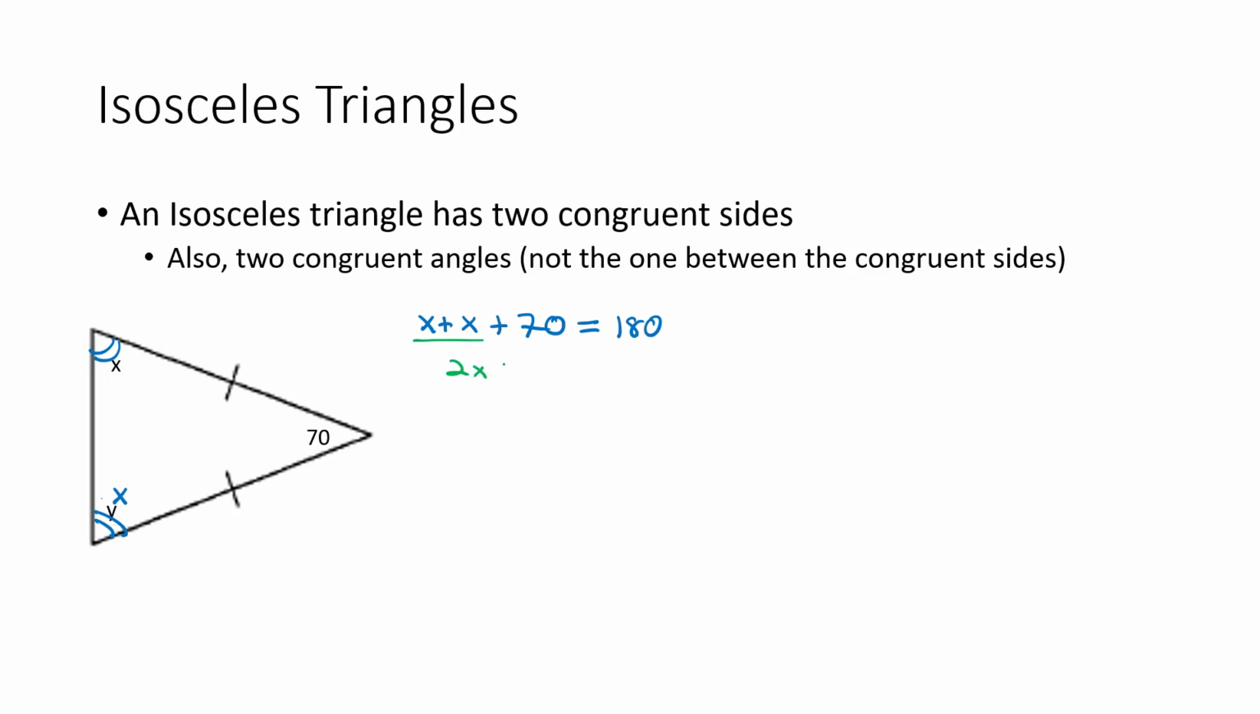x plus x is 2x, plus 70 equals 180. And we know how to solve this equation by subtracting 70 to get 2x equals 110. Divide both sides by 2, and x is 55 degrees. These two base angles are 55 degrees. So your second property you need to know is that an isosceles triangle has two congruent sides and two congruent angles.